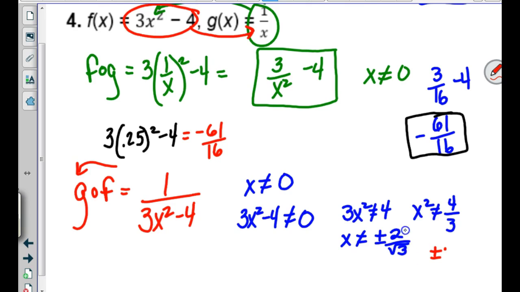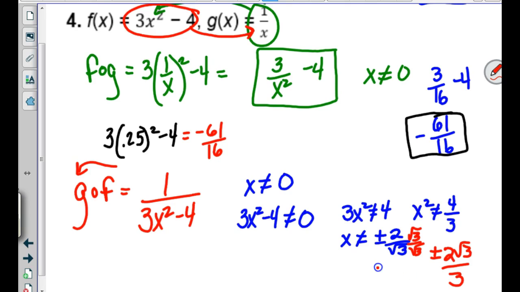How do you rationalize that? Multiply top and bottom by square root of 3. So you get 2 square roots of 3 over 3. Do you remember doing that? You're in trig right now. Bet you're doing that all over the place.